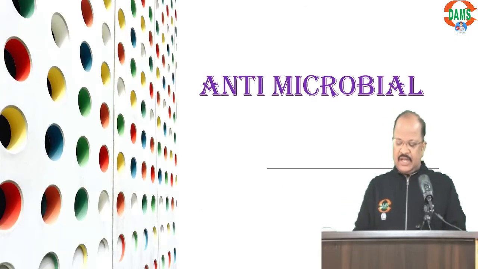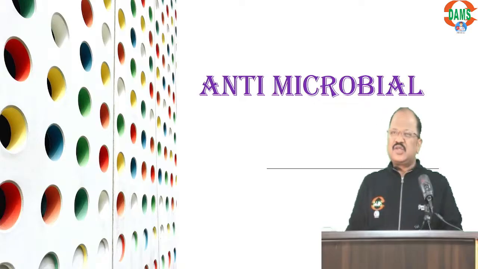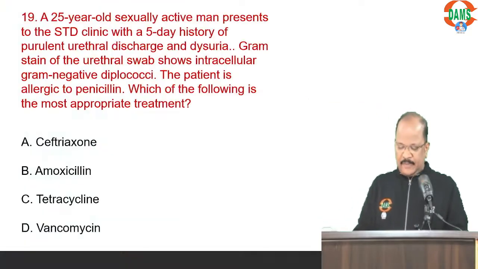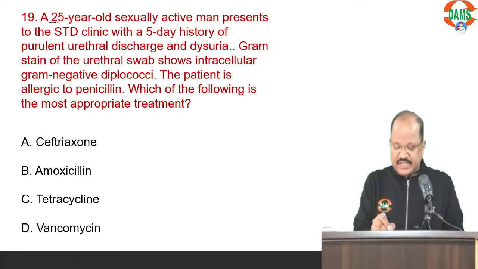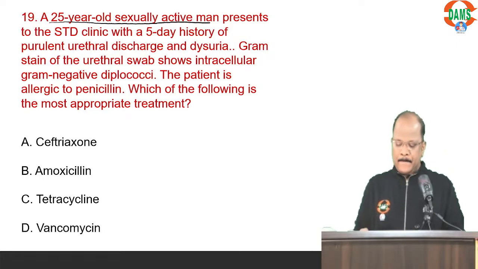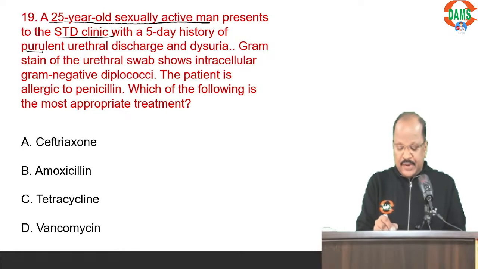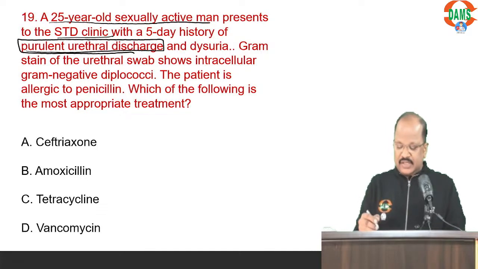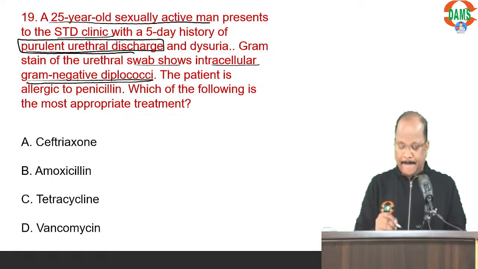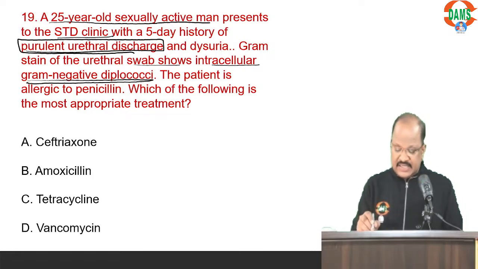Okay. Next, antimicrobial. Here also only two to three questions. First question: a 25-year-old sexually active man presented to the STD clinic with a 5 days history of purulent urethral discharge. Gram stain of the urethral swab shows intracellular gram-negative diplococci. The patient is allergic to penicillin. Which of the following is the most appropriate treatment for this case?